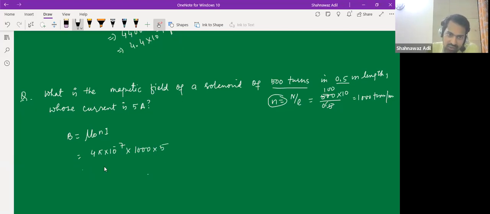Right. So this is 20 pi, that is 20 into 3.14 into 1000 into 10 to the power minus 7. So this is 62.8, and then 1, 2, 3, 4, so 10 to the power minus 3 Tesla. This is the magnetic field.